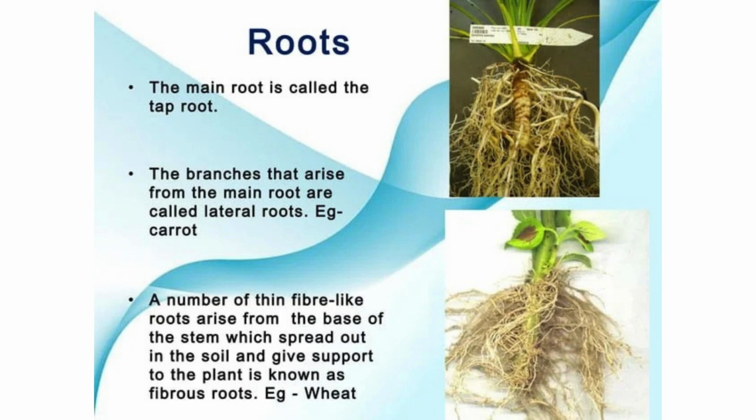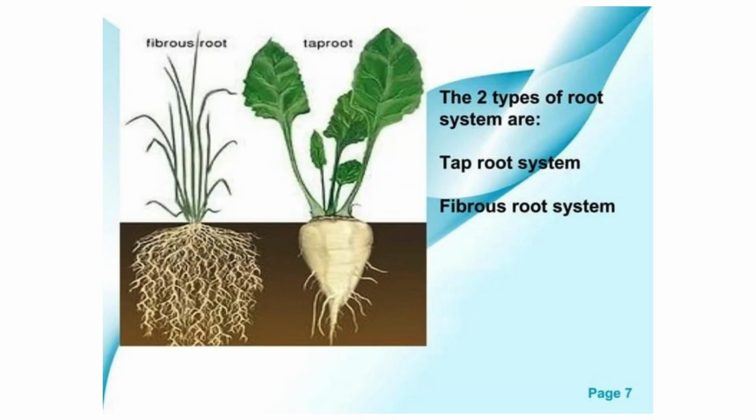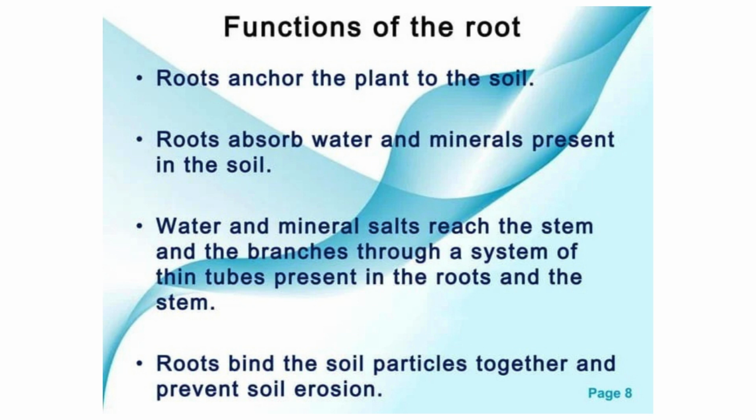A number of thin fiber-like roots arise from the base of the stem, which spread out in the soil and give support to the plant, which is known as fibrous root, for example wheat. The two types of root systems are taproot system and the fibrous root system. The main functions of the root are: roots anchor the plant to the soil. Roots absorb water and minerals present in the soil. Water and mineral salts reach the stem and the branches through a system of thin tubes present in the roots and the stem. Roots bind the soil particles together and prevent soil erosion.